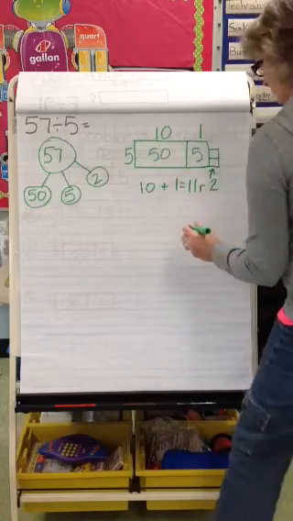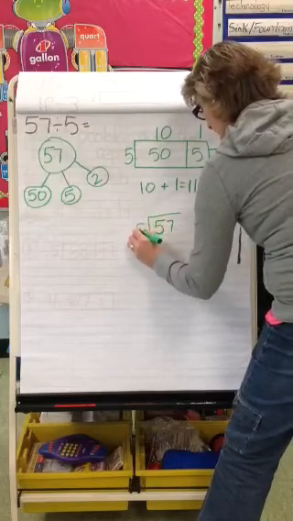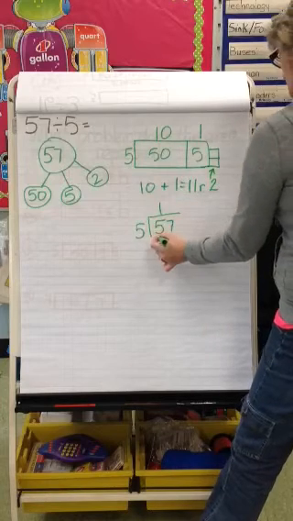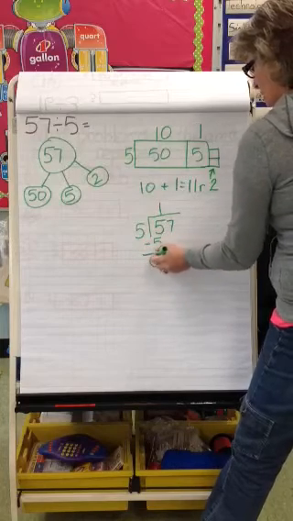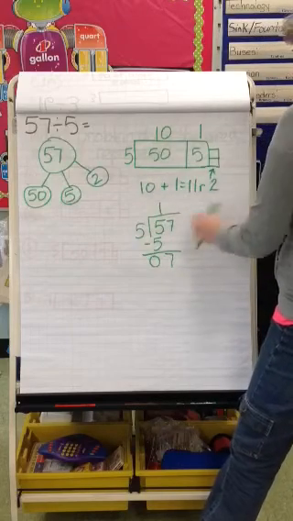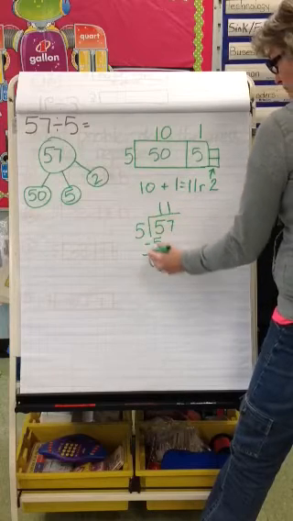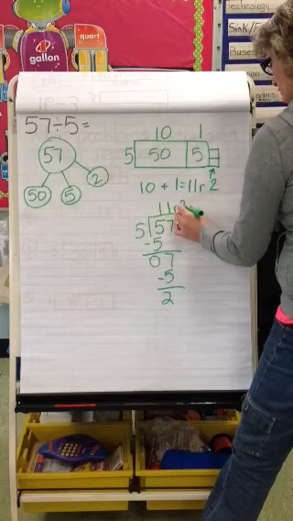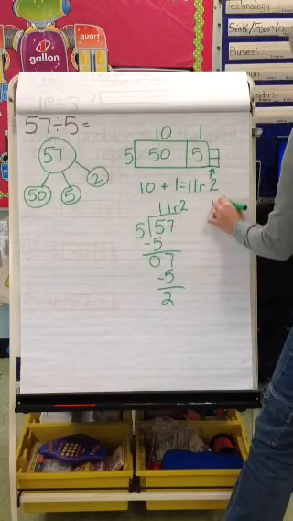Okay, let's look at the standard algorithm. 57 divided by 5. 5 divided by 5 is 1. You can only get one group. 1 times 5 is 5. Subtract, there are no groups of 10 left. You now only have 7 ones. Well, you can get one group of 5 out of this. Okay, 1 times 5 is 5. I subtract, and I have a remainder of 2. Same answer.